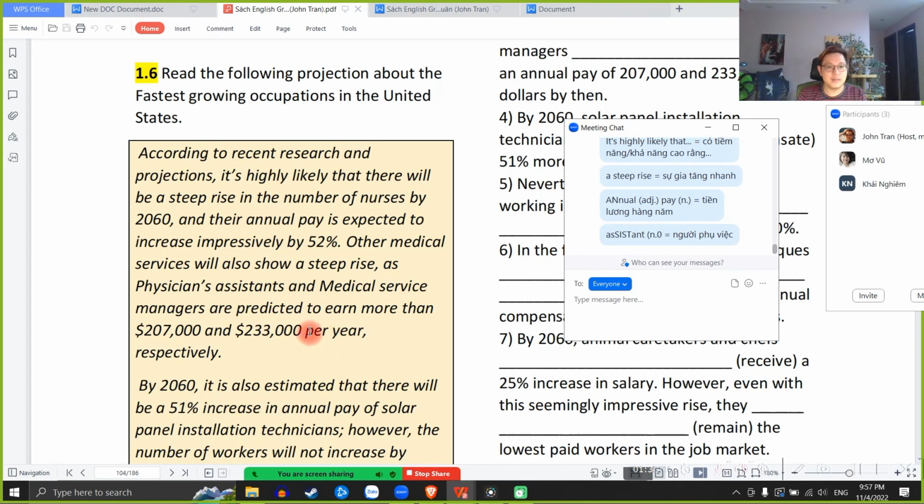So remember, in English, if you mention two things, physician assistant and medical service, and you mention two numbers, you must use the word respectively in order to say that they follow that order. Nó theo cái trật tự như vậy.